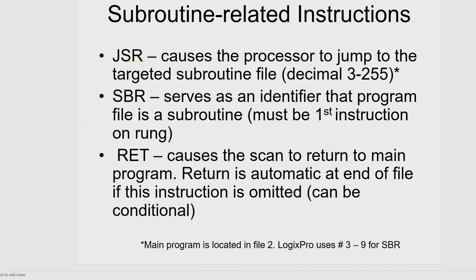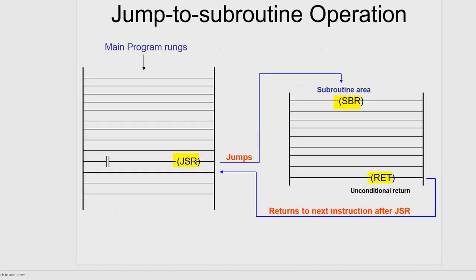Let's look at an example of this. Oh, by the way, it says that return is automatic at the end of file if this instruction is omitted. In other words, you can leave this instruction off and it'll still return to the main program. However, you don't want to do that. I highly recommend using every instruction, just so if another person looks at your code, it makes sense. It's logical. So even though it probably will work if you left that off, it's not a good idea to do that.